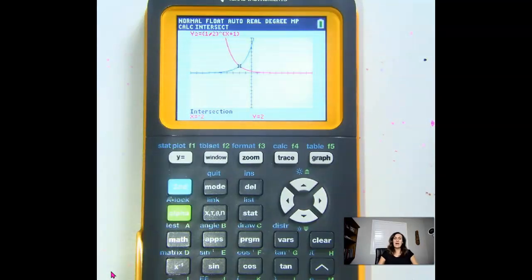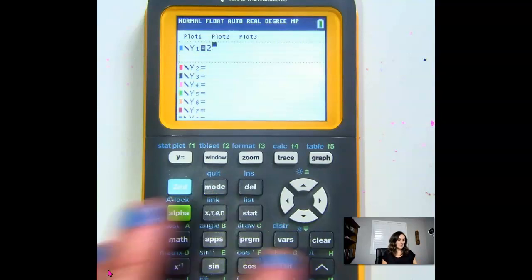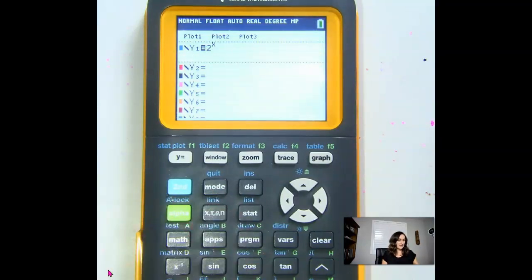So we're going to graph the last one using the graphing calculator as well. The first equation for this last problem is 2 raised to the x plus 3. So we'll do 2 raised to the x plus 3. Now, if you're on a TI-89, you have to put parentheses around the x plus 3. The 89s really do like a lot of parentheses.